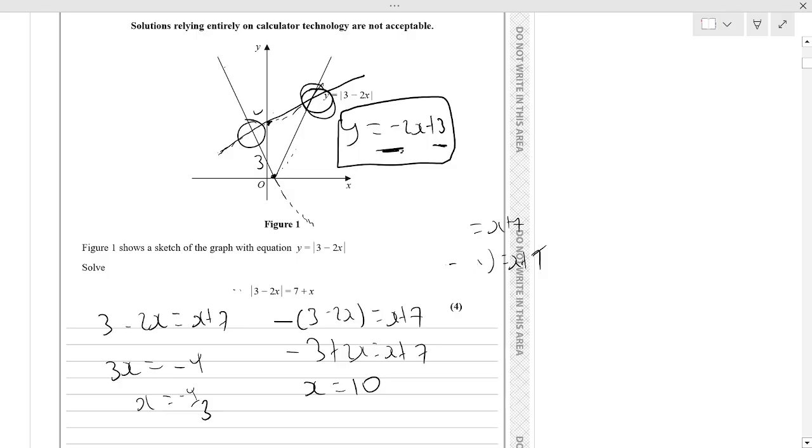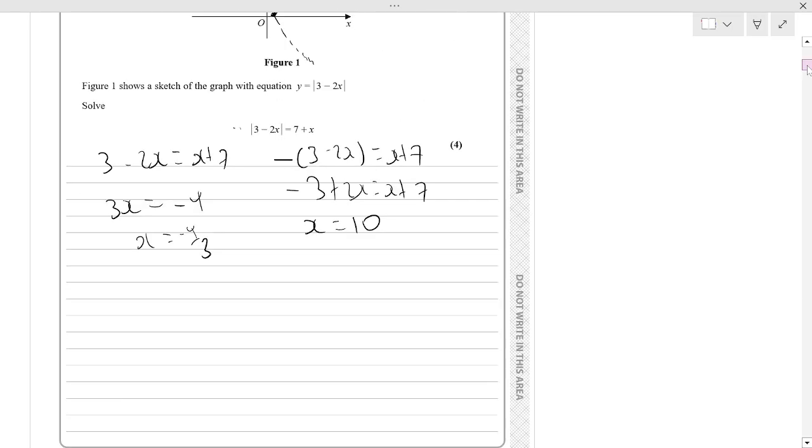But the reason why you want to sketch the graph is to see specifically where the points of intersection are, to aid you with your solving. But that's a fairly nice one. So that's question 1.